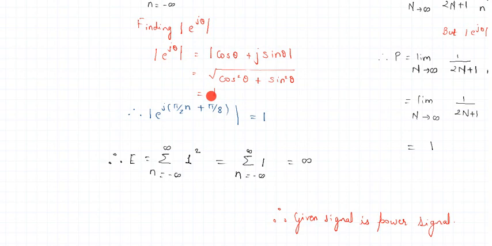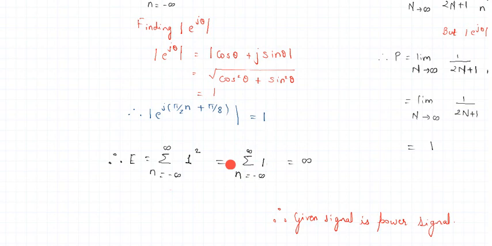And hence, if I apply this to the given problem, then the mod of e raised to j(pi by 2 n plus pi by 8) will be 1. This value will be 1 irrespective of what your theta value is. So if I now put this mod value into the energy equation, I get the summation from n equals minus infinity to plus infinity of 1 square. 1 square is 1.